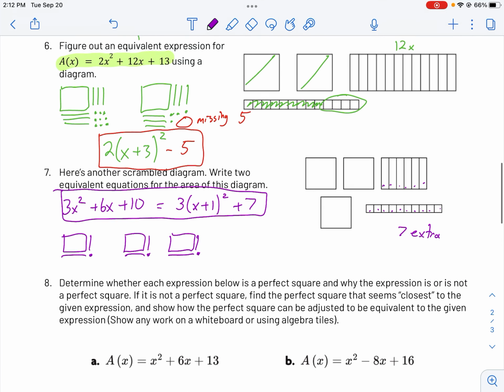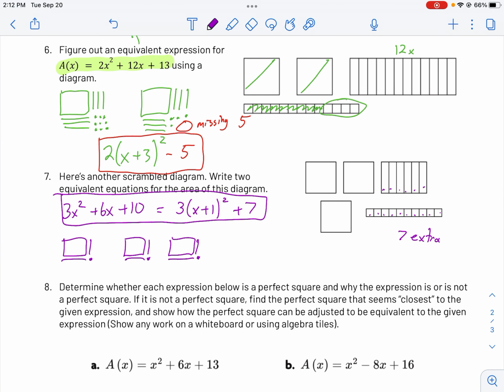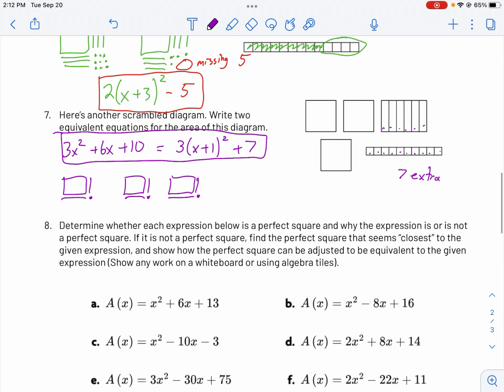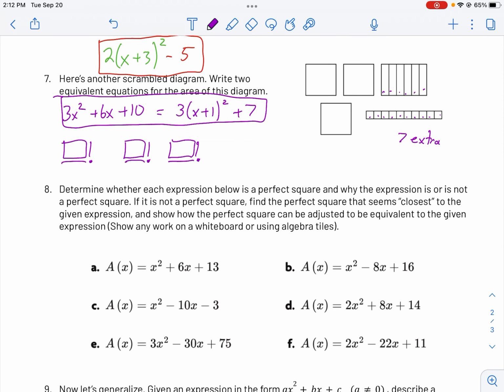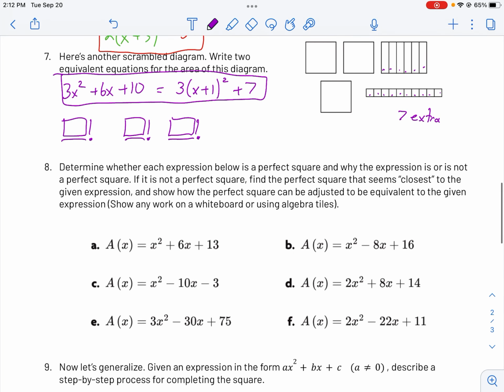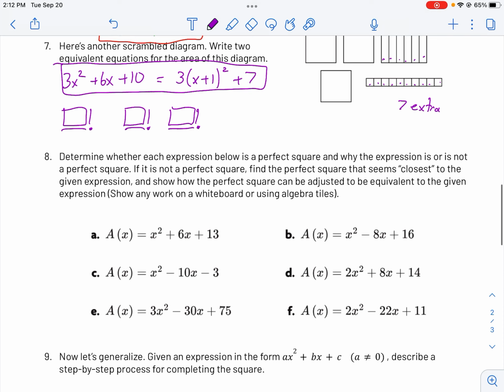For number 8, here's what we're doing. We're doing the same thing we did in 6 and 7, we just don't have the blocks. Okay, so we're taking a quadratic expression and writing it in this other form. In this case, we're going from trinomial to a square of binomials. Okay? So I'm going to do 2 of them with you, and then I'll leave the other 4 for you to do. So let's look at A and B.